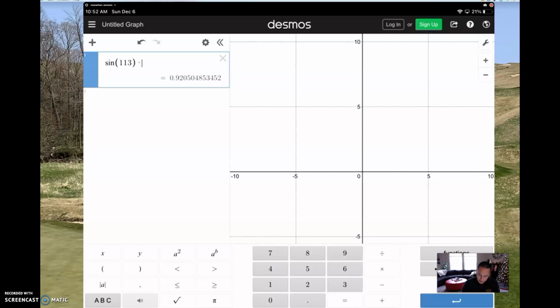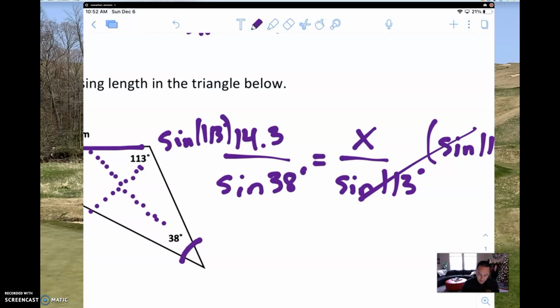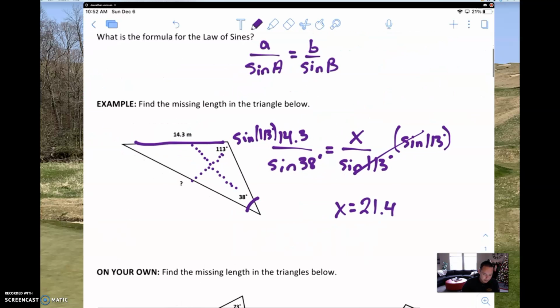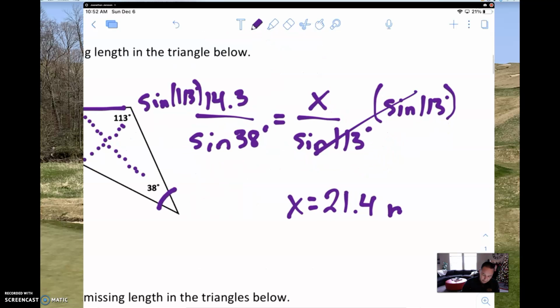Then you're going to multiply it by 14.3. And then it all gets divided by the sine of 38. So there's the function sine of 38. And when you do that, it gives you 21.4 or so. So we can go over to Notability, and we get x equals 21.4. And the units for that is going to be meters.